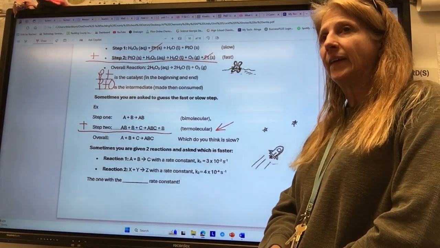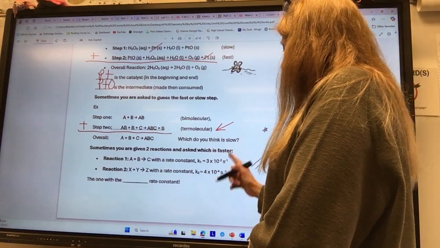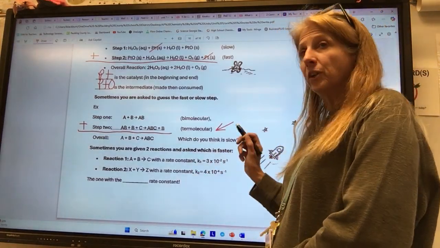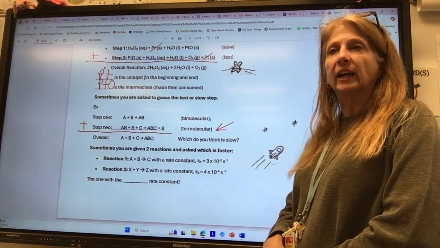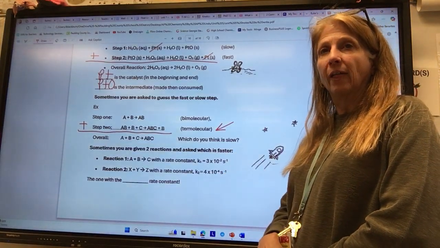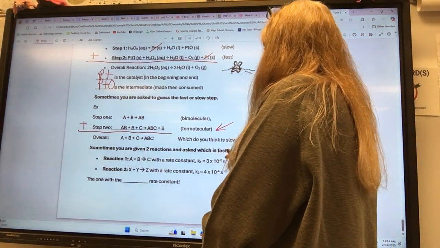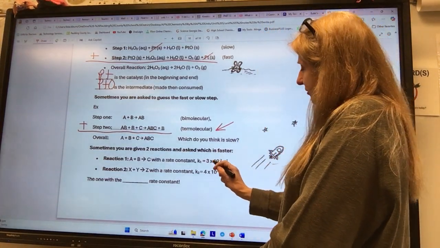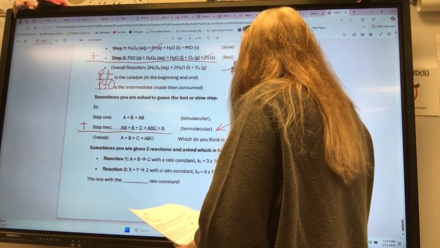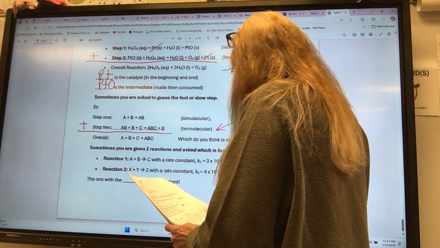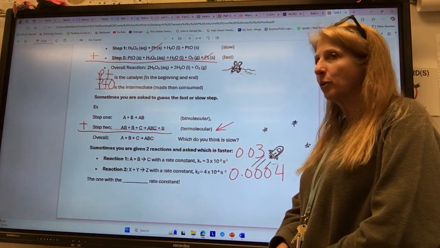Yes, Sheila? I think 2 because it has a lower rate constant. Okay, so let's look at these. What they're doing here is they're trying to be tricky by writing these in scientific notation. Remember, this isn't a regular test. This is a tricky test, and you're trying to figure it out. So I'm going to take these out of scientific notation. So this one is 0.03, and this one is 0.0004. Which number is bigger?